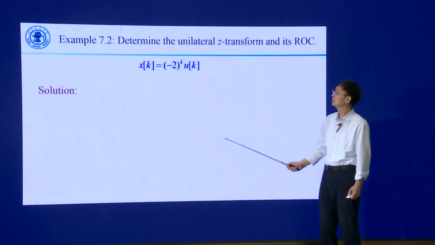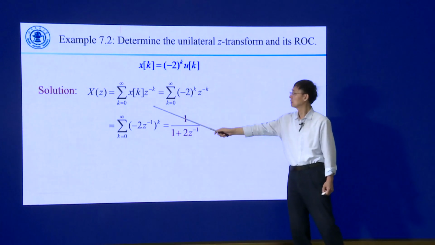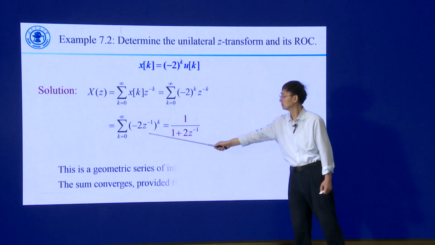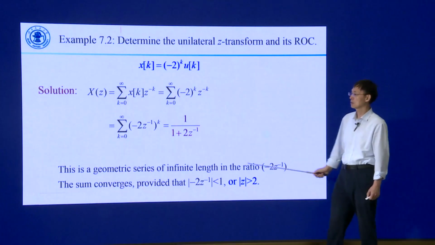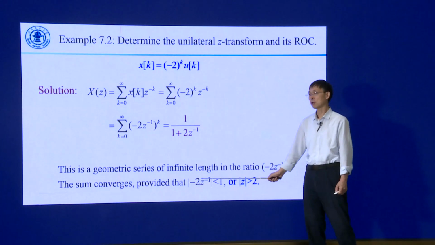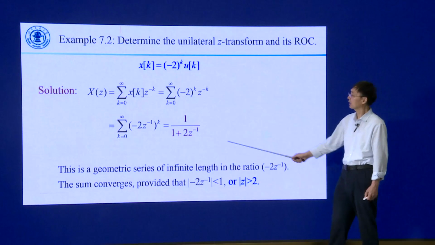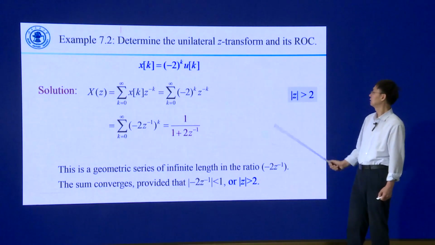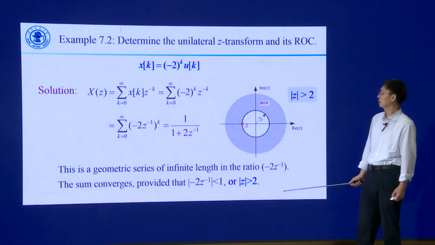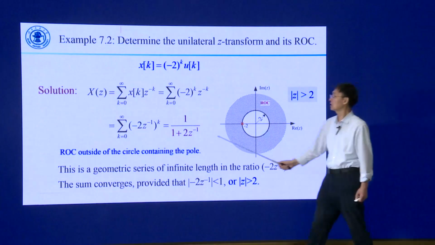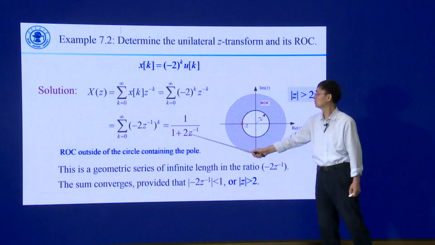Here is another example. To determine this signal's Z transform, according to the definition, we can get this expression. This is a geometric series of infinite length in the ratio. The sum converges provided that the ratio magnitude is less than 1, or the magnitude of z is greater than 2. We can get this result. It's the ROC. We can express it in this picture. We can find the ROC is outside the circle containing the pole. For this expression, we find its pole is minus 2.